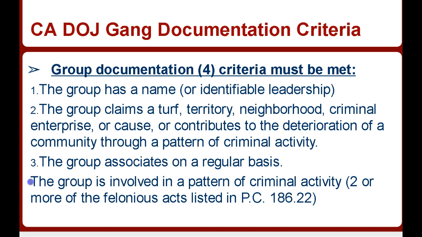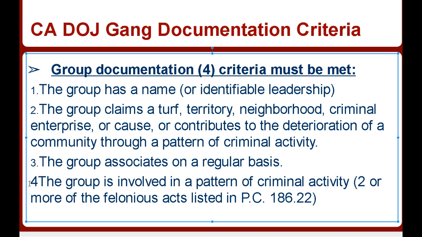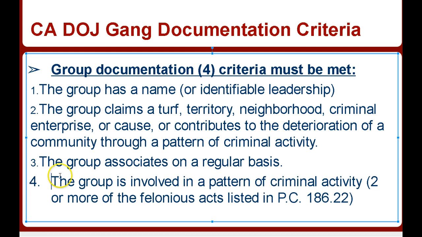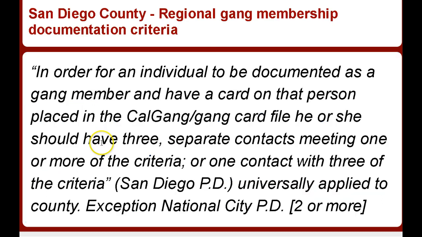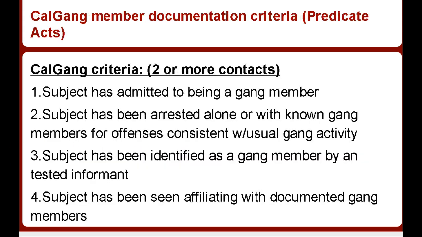Anyway, this should be number 4 here, I think. There we go. Okay, so San Diego is a little bit more conservative. Now, National City is the only city that requires 2 instead of 3. Two separate contacts, meaning 1 or more of the criteria. So they've got a gang problem down there, and so they've kind of gone against the grain a little bit here.